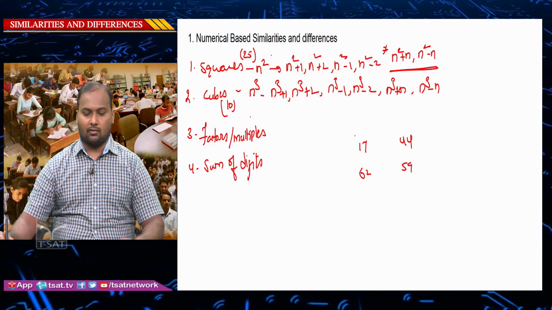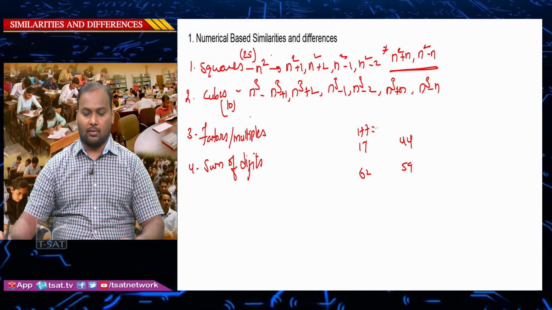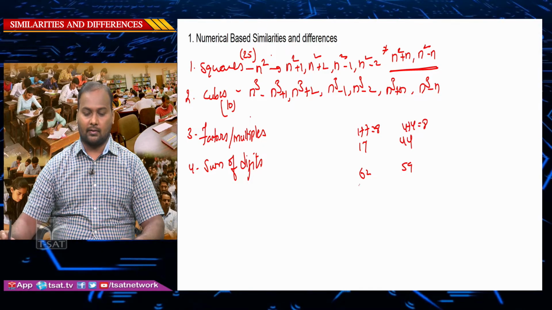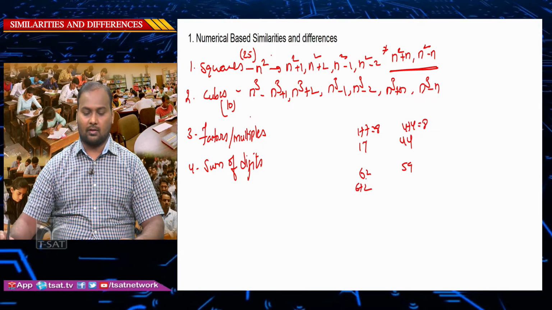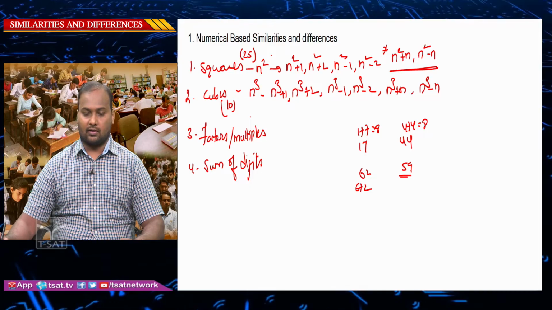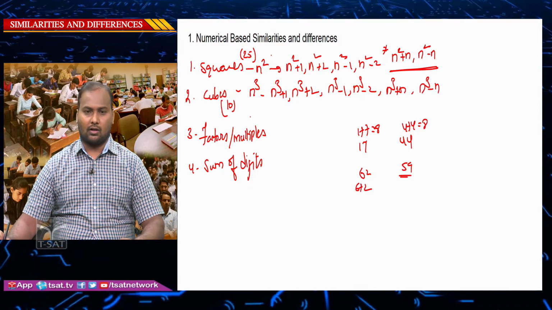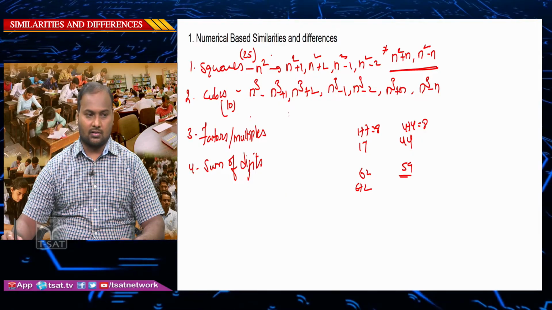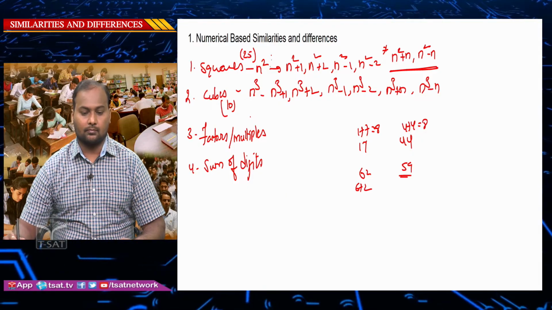If you see these 3, 1 plus 7 becomes 8, 4 plus 4 also becomes 8, 6 plus 2 becomes 8, but 5 plus 9 is not 8. So, we got the answer based upon the logic of sum of digits. So, sum of digits is also possible here.